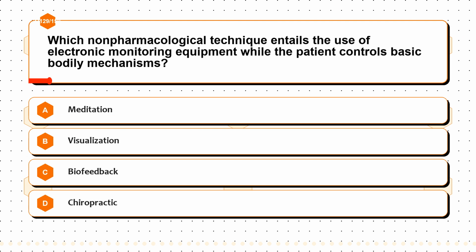Question 129. Which non-pharmacological technique entails the use of electronic monitoring equipment while the patient controls basic bodily mechanisms? Here are the options. Option A, meditation. Option B, visualization. Option C, biofeedback. Option D, chiropractic.